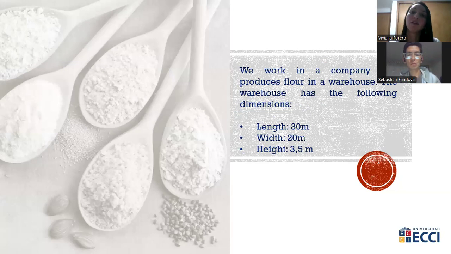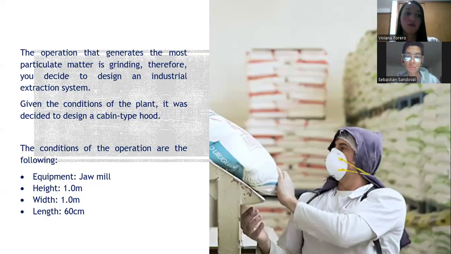We work in a company that produces flour in a warehouse. The warehouse has the following dimensions: length, 30 meters, width, 20 meters, height, 3.5 meters. As workers, we realize that the operation that generates the most particulate matter is grading. Therefore, we decide to design an industrial extraction system.